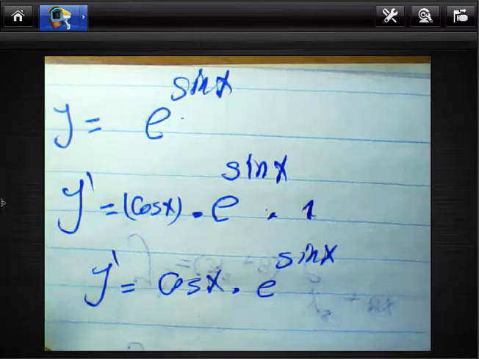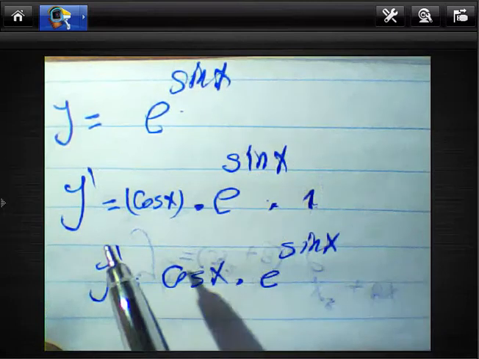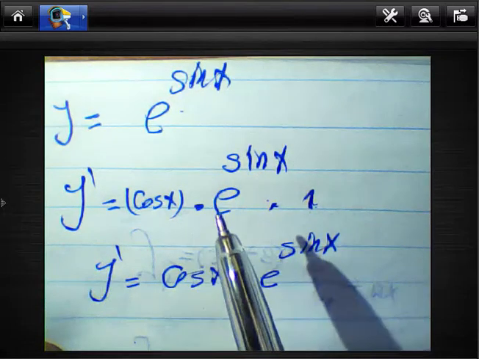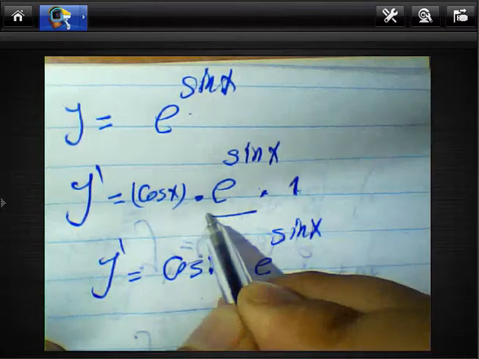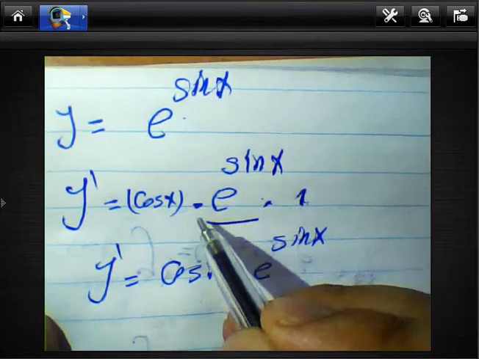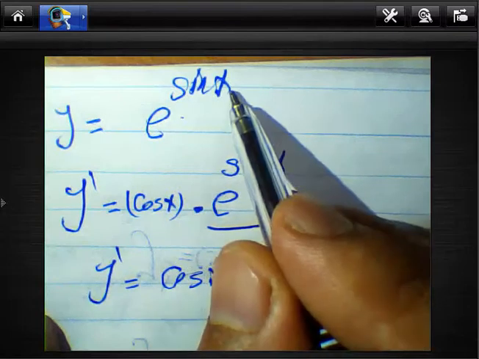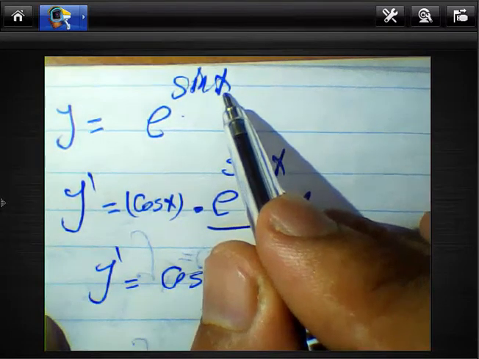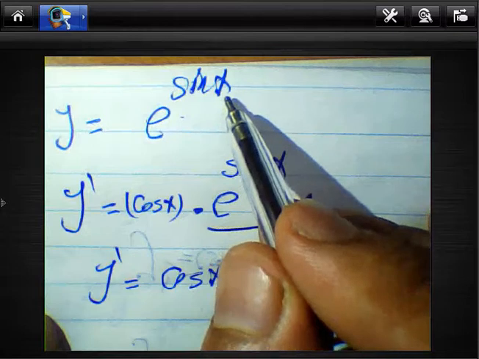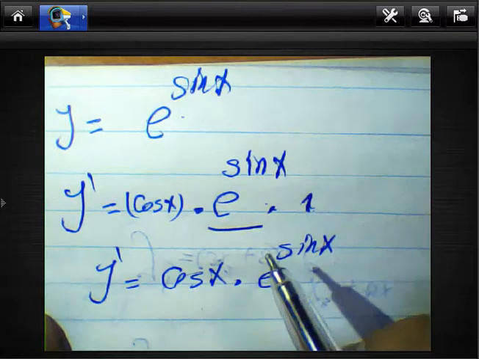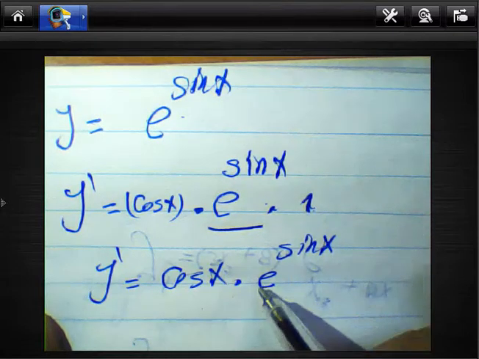Look here, y equals e power sine x. We can find the derivative of this function. We must write e power sine x here, multiplied by the derivative of this power, which will be cosine x, multiplied by the derivative of this x, which will be 1. So we can write cosine x multiplied by e power sine x.